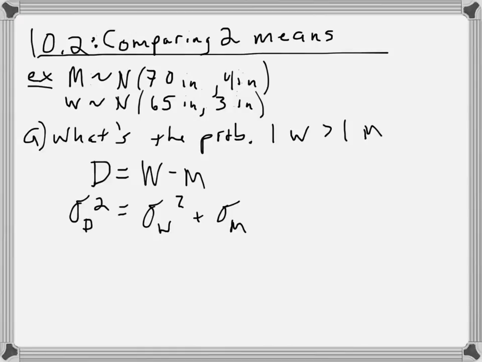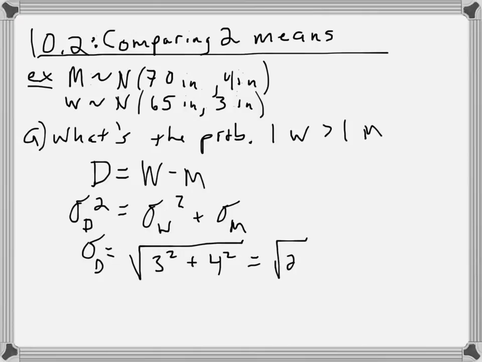So in this case, to get the standard deviation, I'll just take the square root of the variance of the women plus the variance of the men. That's going to be 9 plus 16. That's the square root of... What, Noche? Okay.